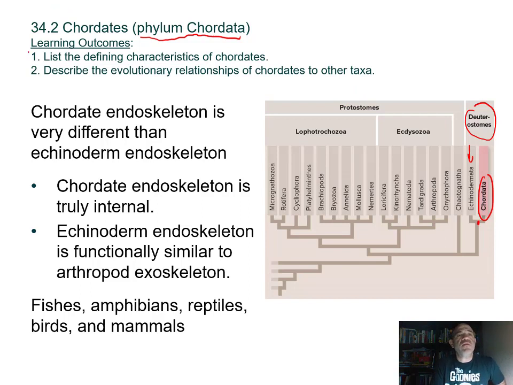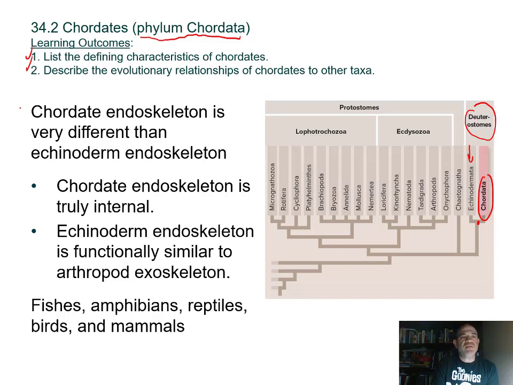So what our learning outcomes here are is to list the defining characteristics that all chordates share, because there are going to be some that look nothing like us. But there are some things that they have that tie them to us as far as sharing that common ancestry. And then define the evolutionary relationships of chordates to other taxa. So how are chordates related to echinoderms and to the other animal groups?